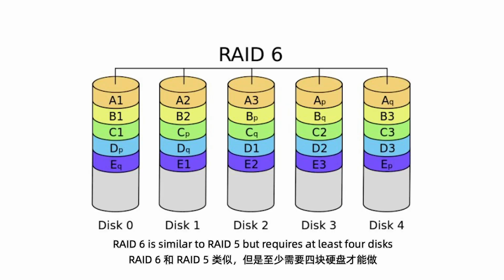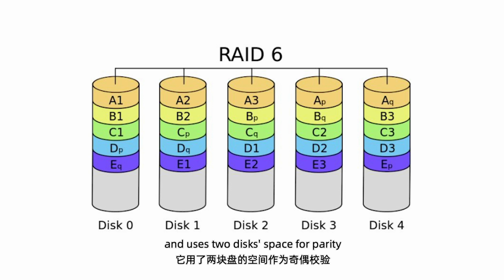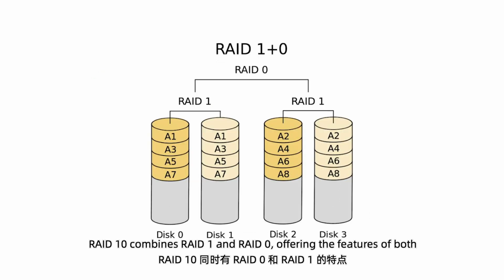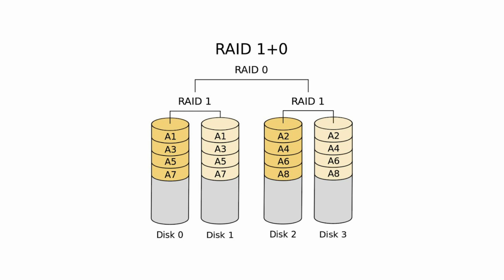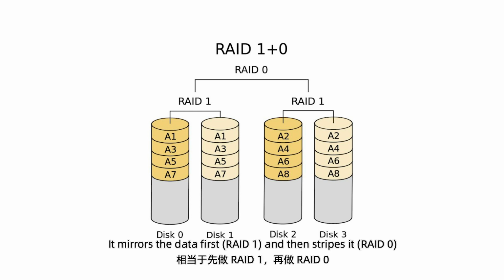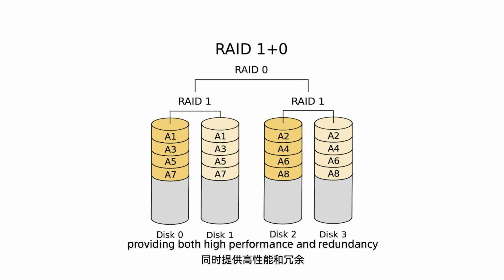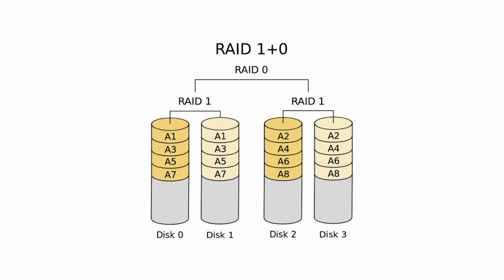RAID 6 is similar to RAID 5 but requires at least 4 disks and uses 2 disks' space for parity, providing higher security than RAID 5. RAID 10 combines RAID 1 and RAID 0, offering the features of both. It mirrors the data first, RAID 1, and then stripes it, RAID 0, providing both high performance and redundancy.